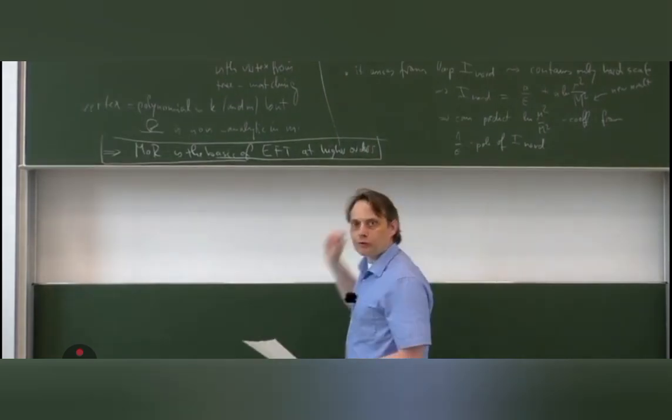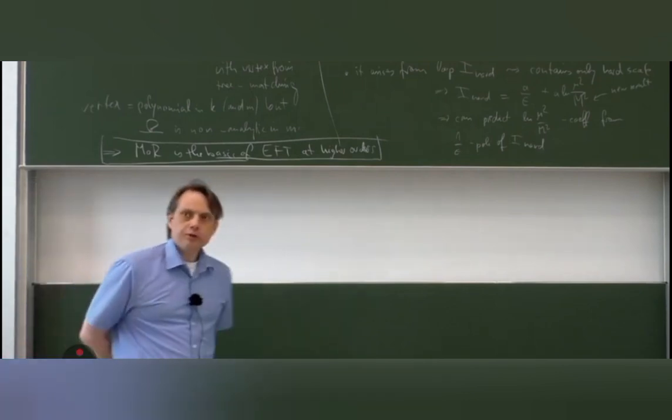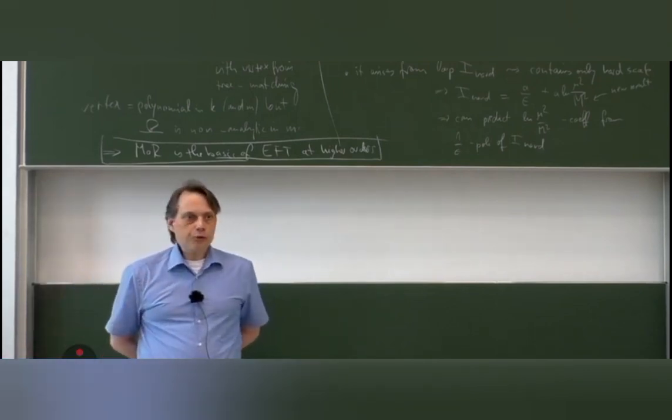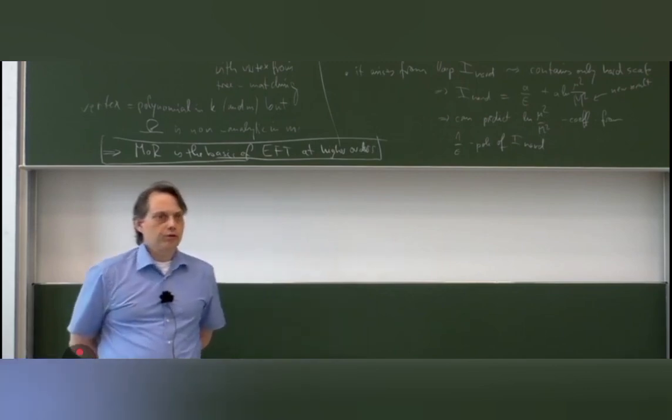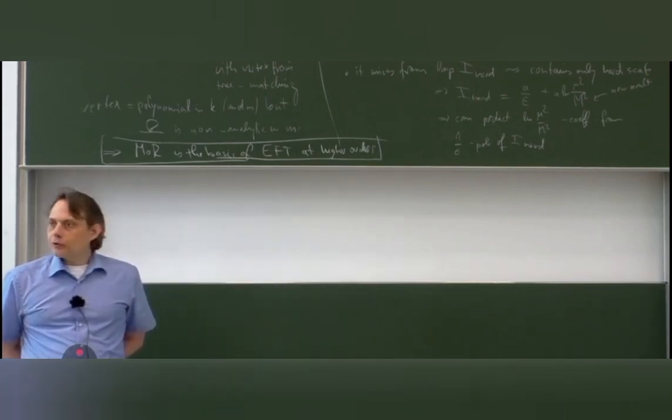Okay, this is our result. And with this, we have in principle understood the method of regions. We applied it to an example and we see how it matches to the effective field theory way of thinking. Do you have any questions to this discussion?